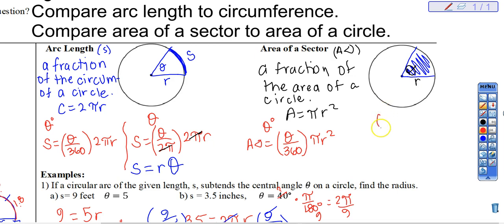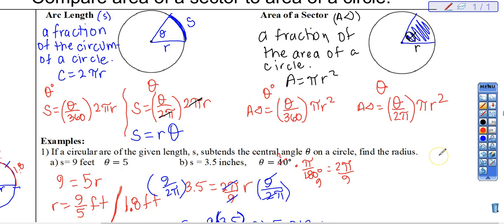And if theta is given to you in radians, it is important to distinguish: area of a sector is equal to, instead of theta over 360, we'd have to do theta over 2 pi radians. So a portion or a fraction of the area of the full circle.